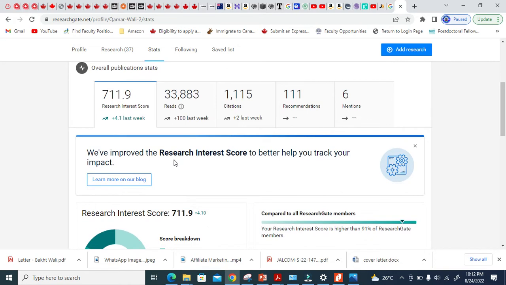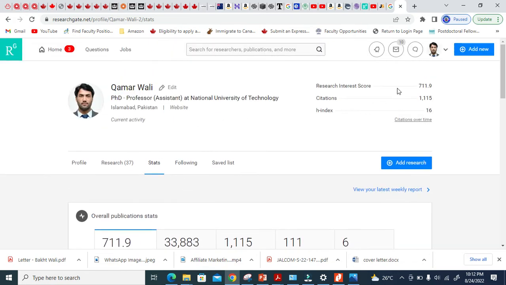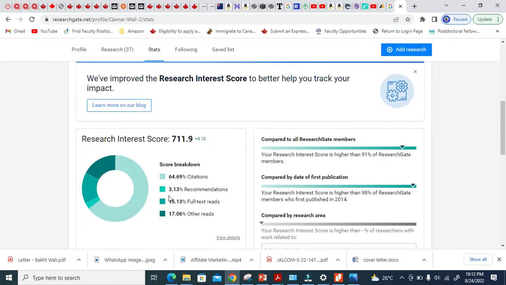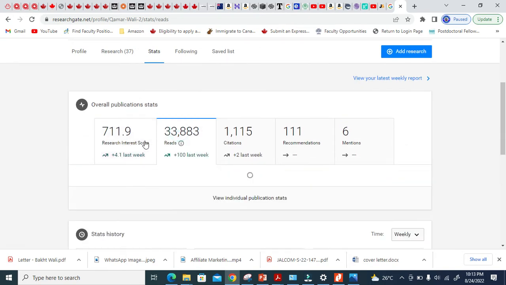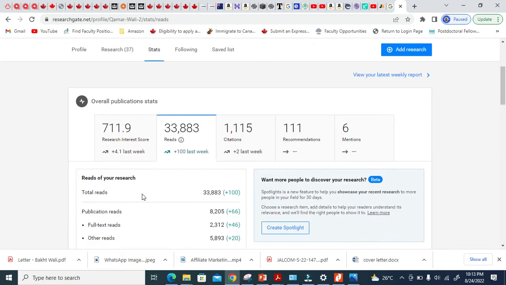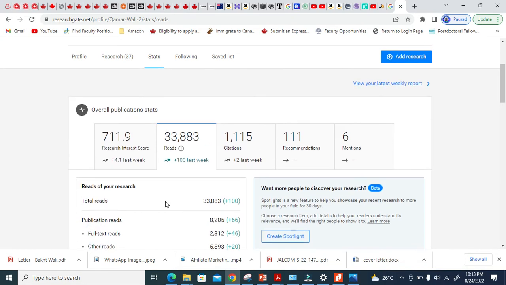So now you can see here that previously the score mainly came from questions, answers, and from publications, but now it is totally changed. No more publications, but citations. Publications matter nothing here. Citations matter a lot, right? So this is basically the Research Interest Score, and you can see here the reads. It shows the total reads here. So it's from publications, full text, other reads, a project, questions, etc.